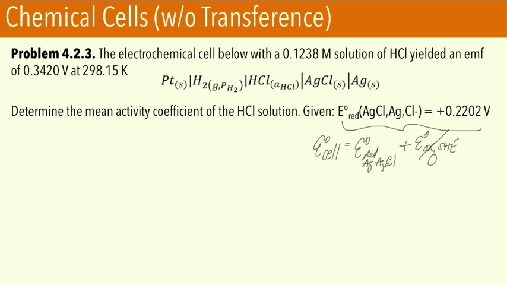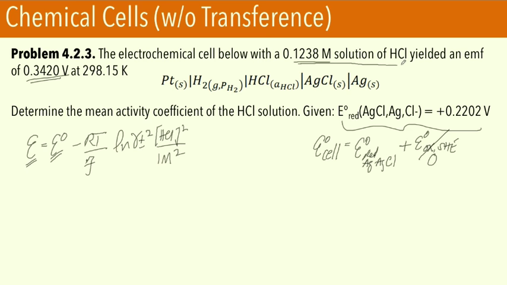So overall, let's just rewrite the equation derived earlier. This is our cell potential, which is equal to the standard cell potential minus RT over F ln mean activity coefficient squared times HCl squared over 1 molar squared. In this particular problem, we're given the measured cell potential, the standard cell potential, and the concentration of our HCl solution, which is 0.1238 molar. With all these values given, we could easily calculate the mean activity coefficient of our HCl solution.